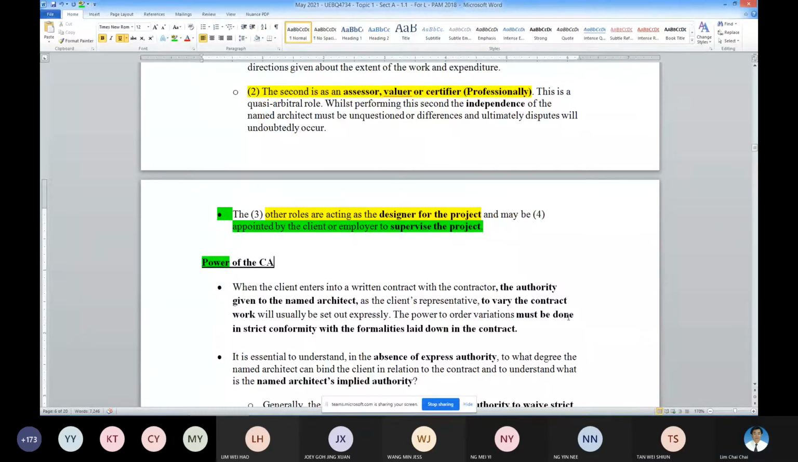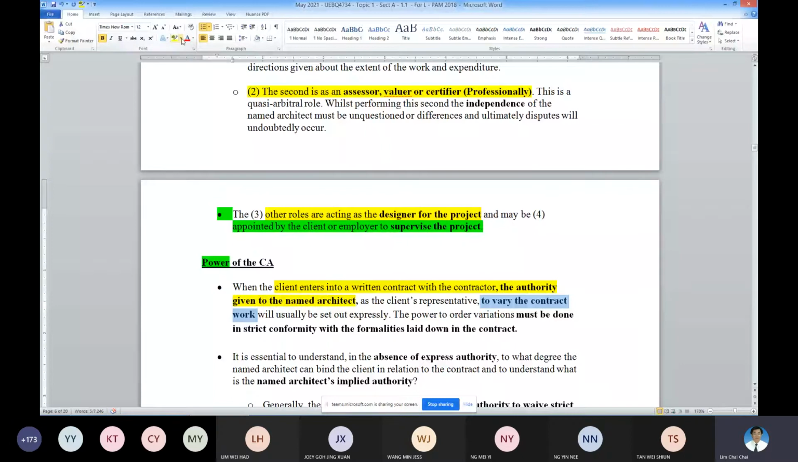Okay. So when clients enter the contract with the contractor, the name already stated there who are going to be the representative of the client. That is the name architect. Okay. So this is the power given to the architect. It's written in the contract document. So usually to vary the contract work, that means to issue VO, is one of them. These are some of the power. Number 1 is to issue VO.